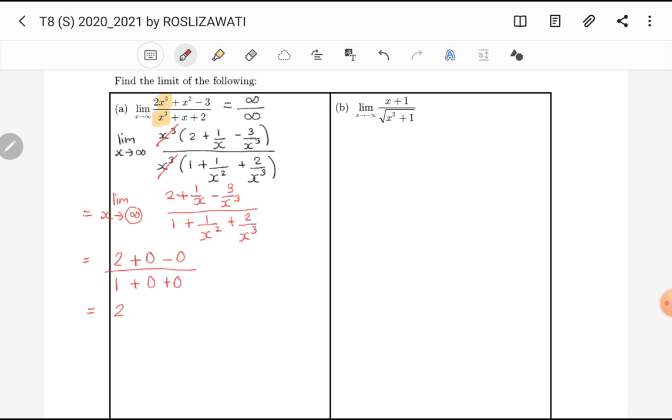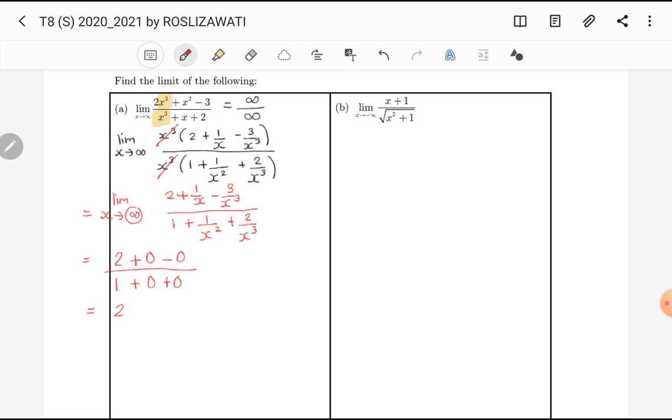Okay. So, for the case yang kita dapat infinity over infinity, we will factorize the highest degree of a numerator and denominator. And after that, kita akan simplify lah. Kita akan potong-potong yang mana yang boleh. Ya? Okay. So, next, part B. Limit x plus 1 over square root of x squared plus 1 as x approaches negative infinity.